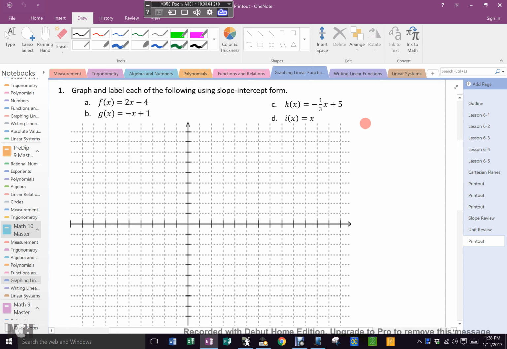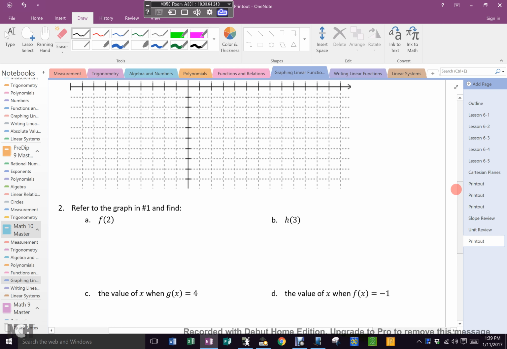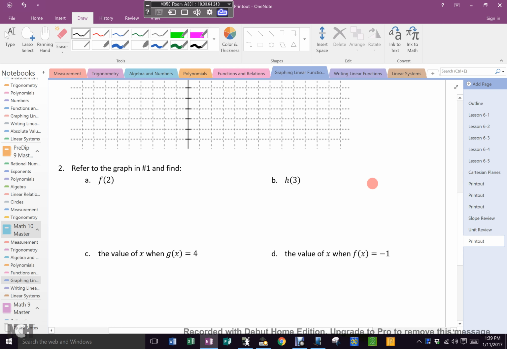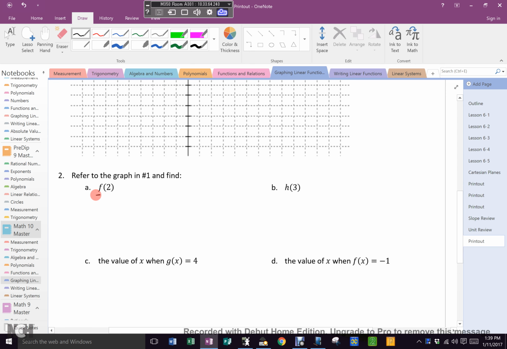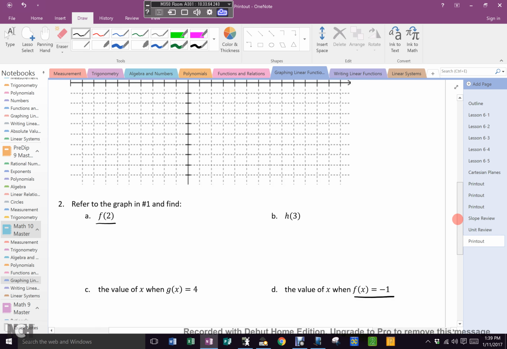Okay, so we are going to graph these four things using slope-intercept form. I'm going to graph each of them separately. I'm going to graph A in black, and then I'm going to go down here and do all the questions that deal with A. I'm going to do those, then I'm going to come back to it.